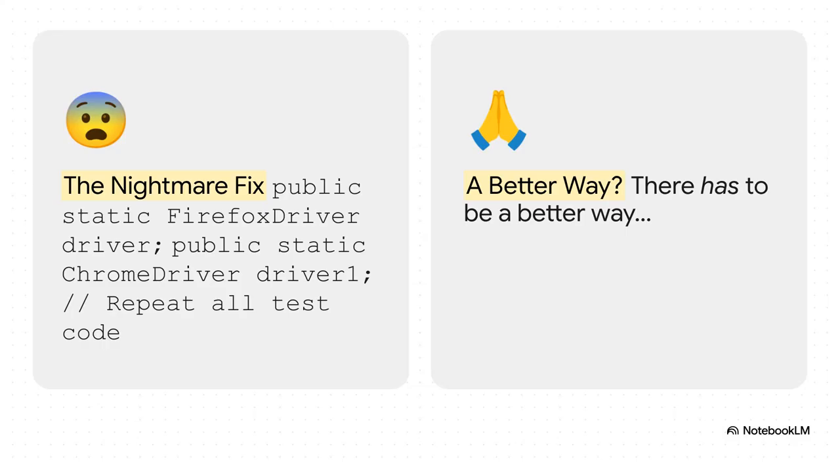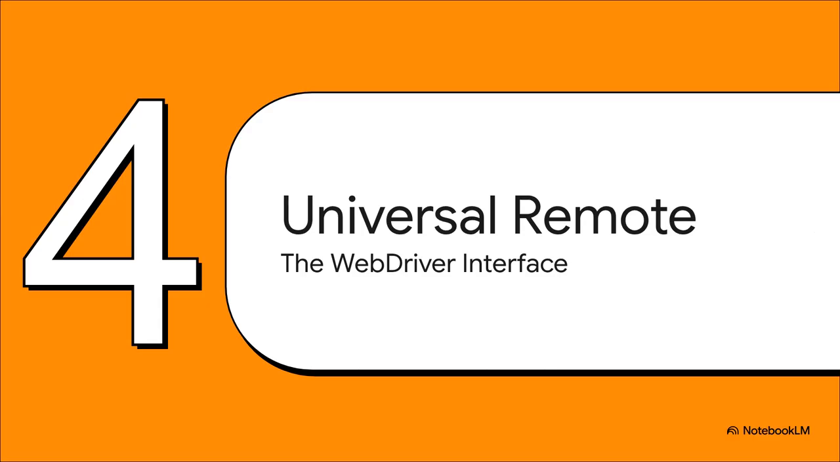At this point, the only path forward seems absolutely terrible. We could create a separate global variable for every single browser and then duplicate our entire test script for each one? That's a complete maintenance nightmare. It's the definition of bad code. There has to be a better way. And thankfully, there is a much, much better solution.